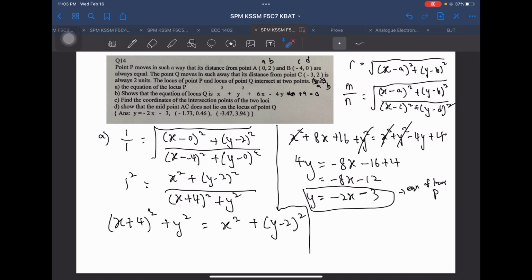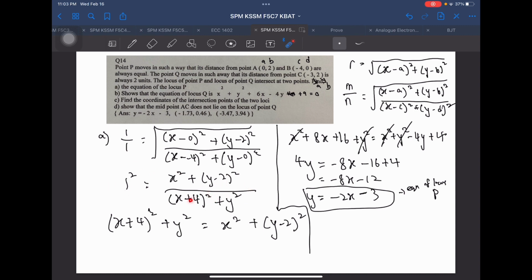So what is the ratio? Since it says the distance from A and B is always equal, your ratio is 1 to 1. Okay, 1 to 1. And then just sub in the values. Which one is the first fixed point? A. Second fixed point? B. So 0, negative 4, 6, 0 is A, B, C, D. Okay, just sub it inside. And then you square both sides to get rid of this square root. You got this.